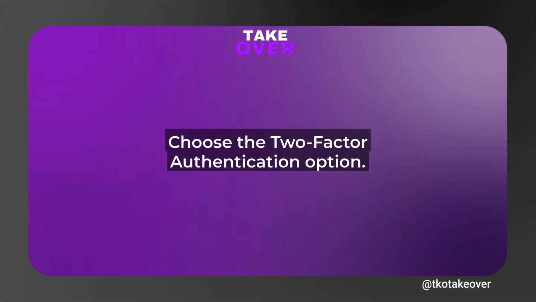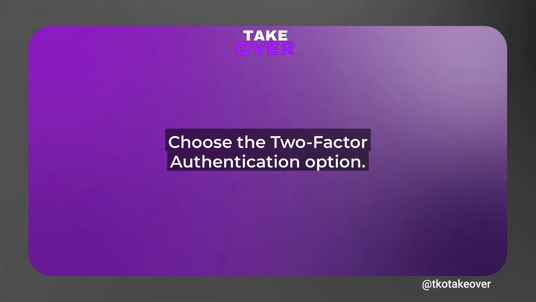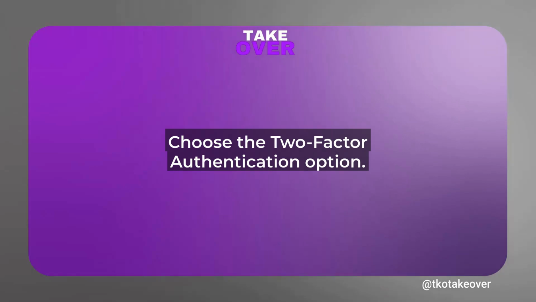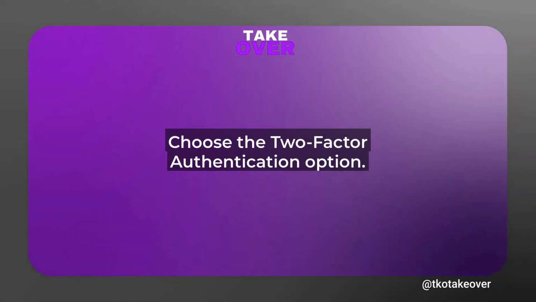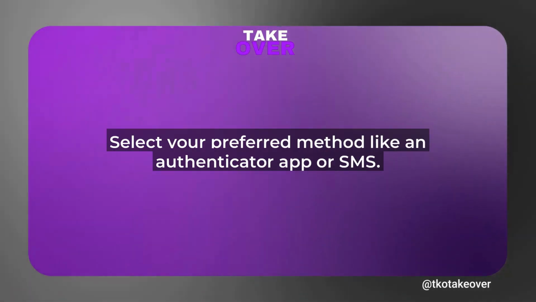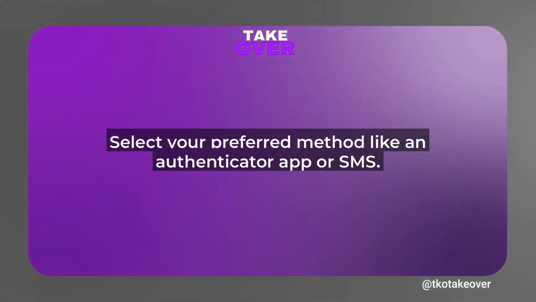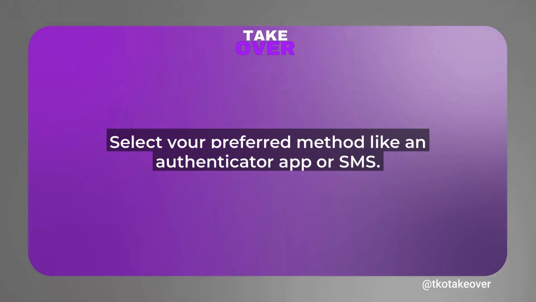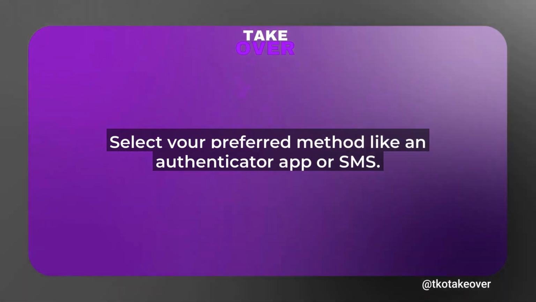Robinhood will prompt you to choose your preferred method. You can opt for an authenticator app like Google Authenticator or Authy, or even SMS for a text code. If you pick the app, download it if you haven't already, then scan the QR code that appears on your screen. After scanning, the app will generate a 6-digit code. Enter that code into the Robinhood verification field to confirm.